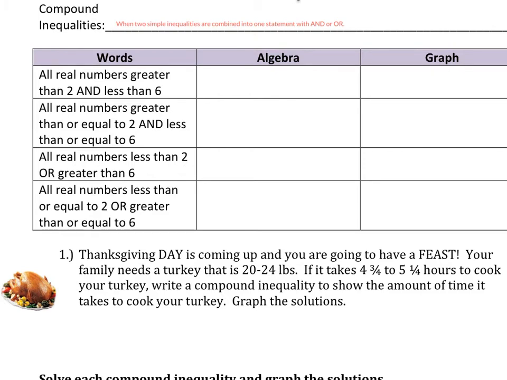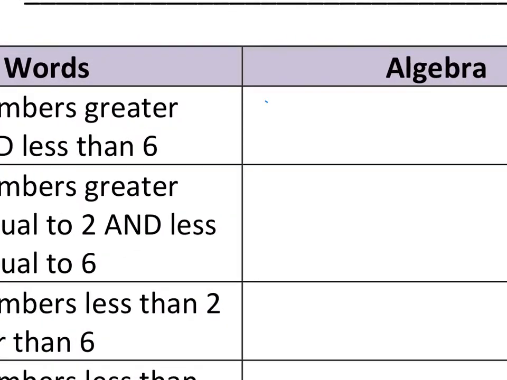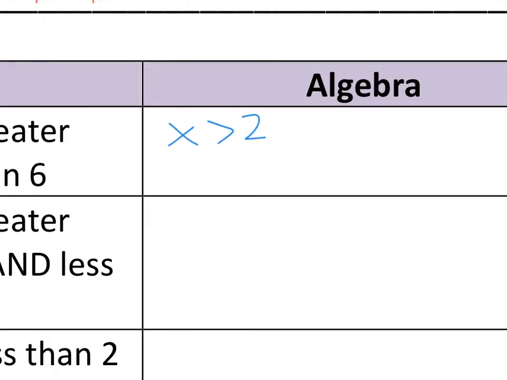The first would be if I said all real numbers greater than 2 and less than 6. Well, if x is greater than 2, it would look like that. If x is less than 6, it would look like this. So we're saying x has to be greater than 2, and x has to be less than 6. So there's the two simple inequalities, joined by this "and" sign.